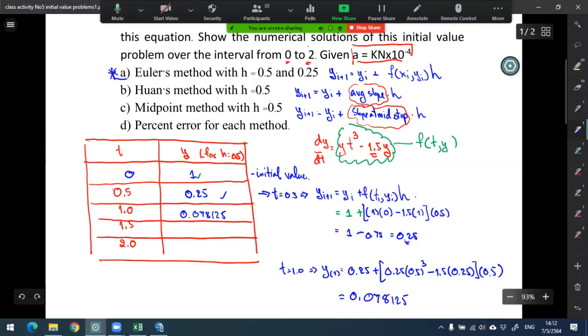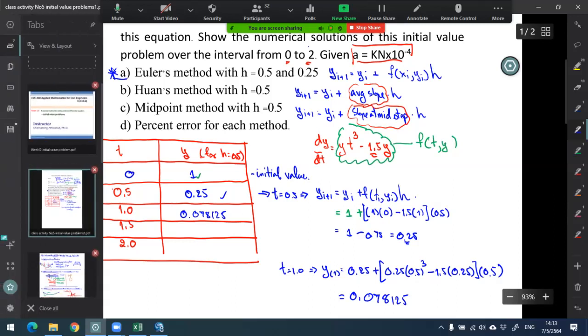For the Heun method, we have to use Euler as the predictor. After that, we have to determine the end slope. We determine the end slope, and after that, we use the end slope and the initial slope to find the average one, the average slope. And after that, we use the average slope for the final solution. Okay, this is the concept of Heun.